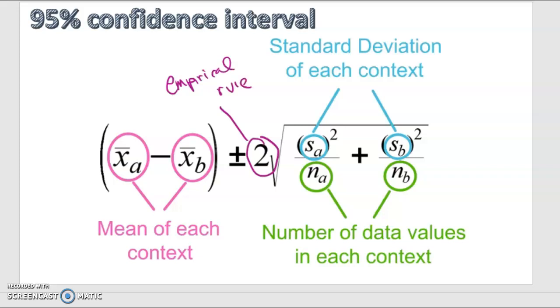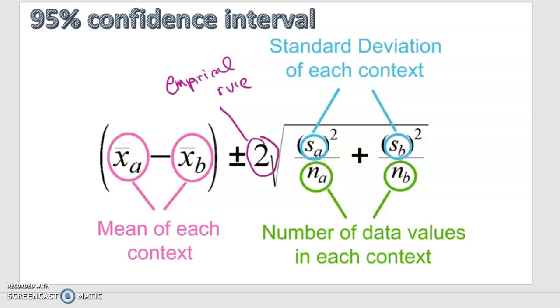followed by the square root of the standard deviation squared over the sample size of context A, plus the standard deviation of context B squared over the sample size of context B. So it looks a little bit different from the formula for one mean, because one mean just had the standard deviation divided by the square root of the sample size. But here we've got a square root over everything. So it actually looks more like the two proportions formula that we know.